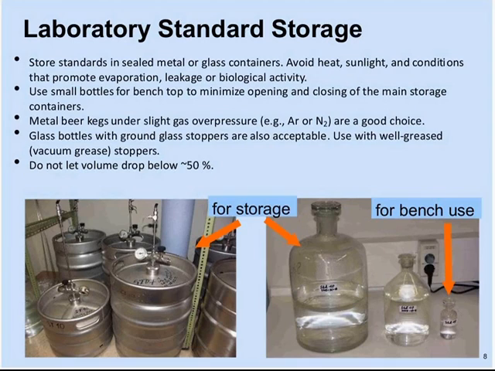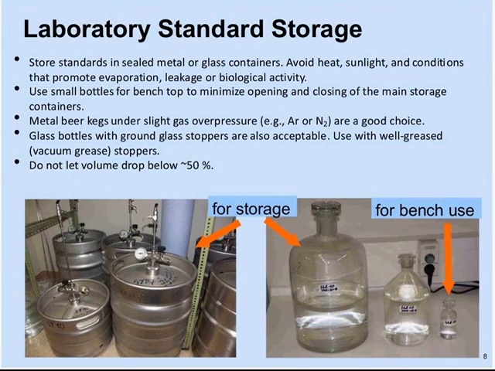One of the critical things about laboratory standards that is often overlooked is proper storage. You need to store these laboratory standards in either sealed metal or glass containers. You want to avoid heat, sunlight, or any conditions that would promote evaporation or leakage or biological activity. You can use small bottles for your bench top to minimize opening and closing the main storage containers. And as shown in the photo here, bottom left, these are simply commercial, inexpensive beer kegs where we've added a fitting at the top.